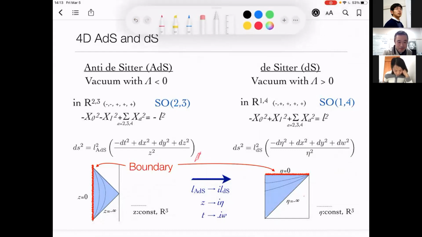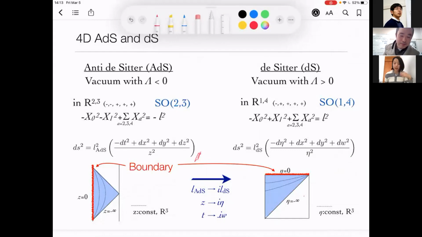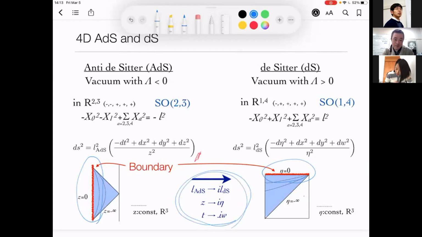So this is just to say that AdS and dS are mathematically similar. In the case of AdS, the boundary is here, at the left edge. But since we need to analytically continue to go to dS, the boundary in dS is here. And those two geometries are connected by this analytic continuation.